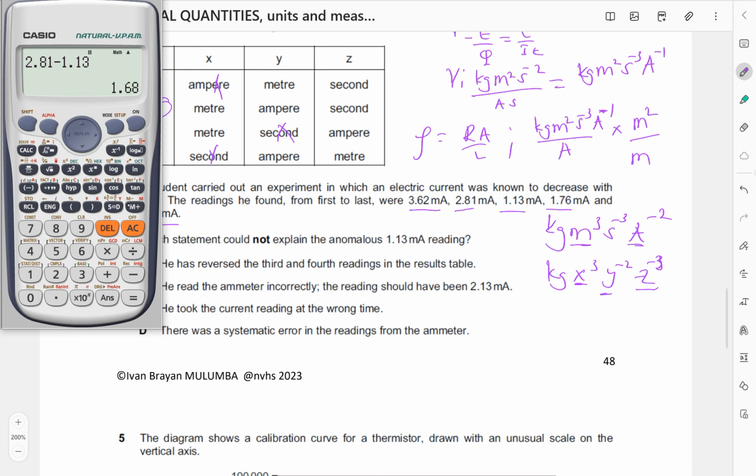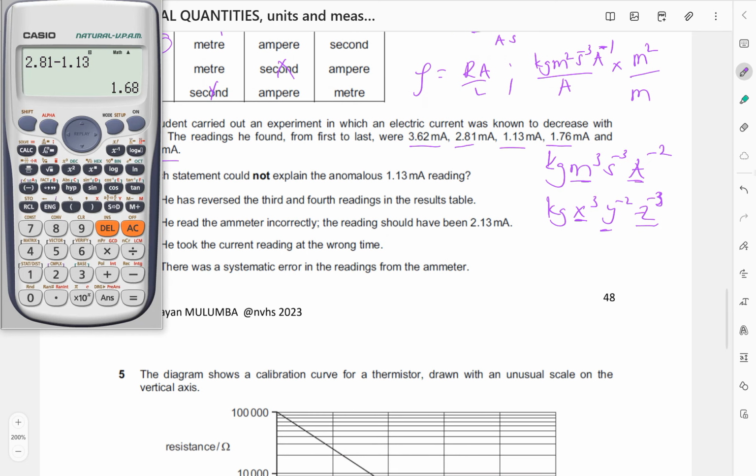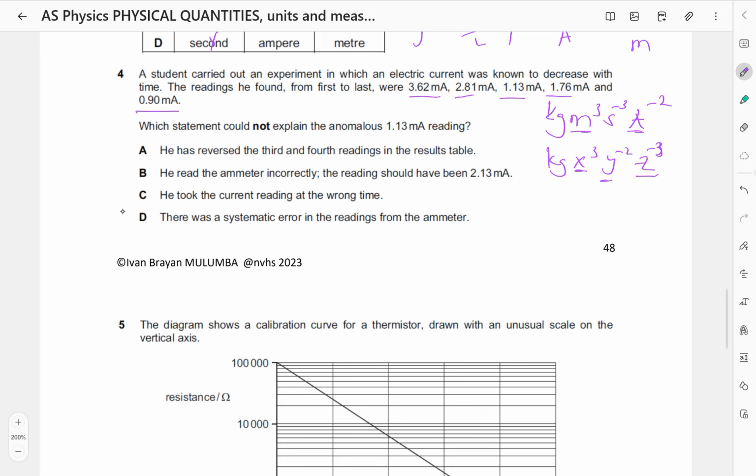This is 1.6. Then the other one is 1.76 milliamperes. Let me check: 1.76 minus 0.9, 0.86. So which statement could not explain the anomalous 1.13 milliampere reading?